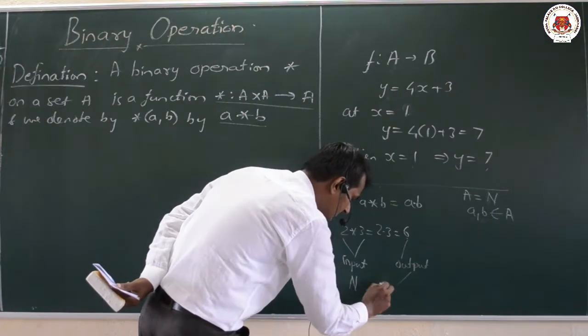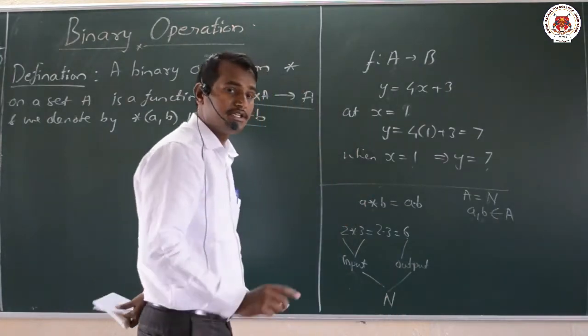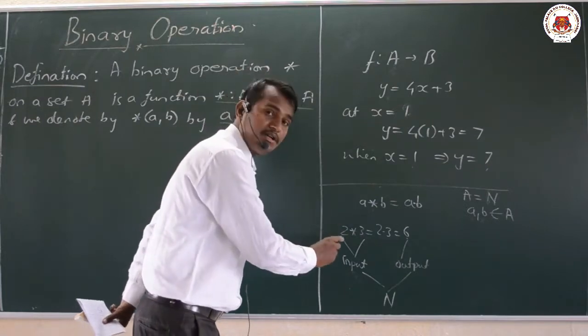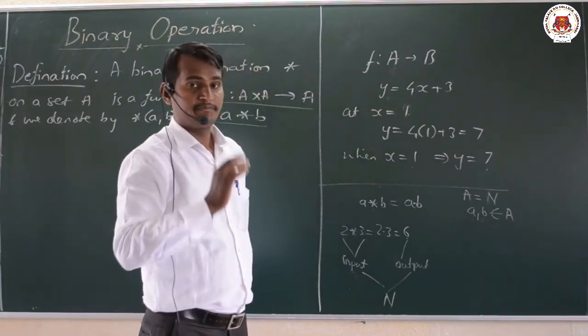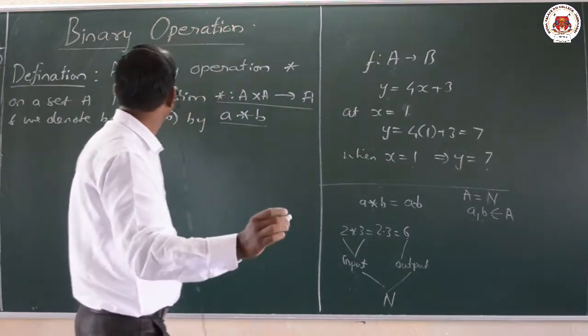Output, it also belongs to what it is? It also belongs to the natural numbers. So this is a very simple example of a binary operation. Now let us move on to the definition. Let us observe what the definition says.